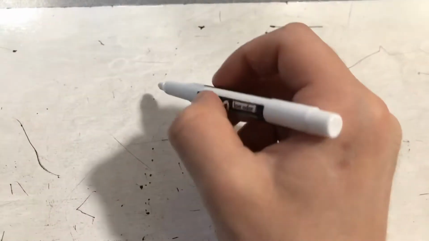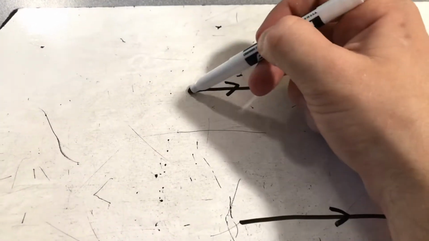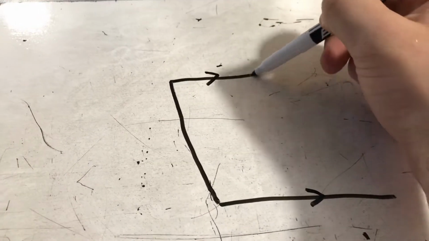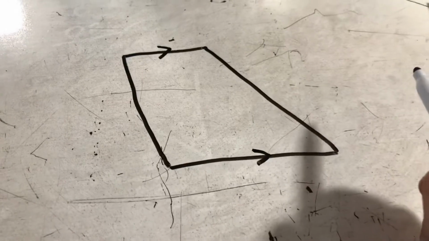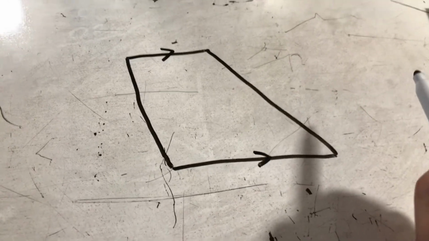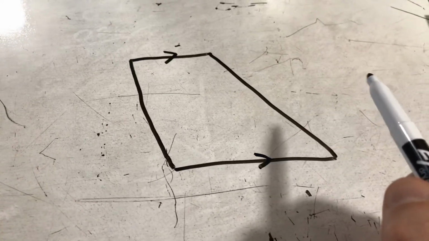Let's draw a trapezoid, and an example of a trapezoid, I will draw a line here and then say a line right there. They are parallel. These arrows signify that. And then I'll just go ahead and connect like so. This is a trapezoid. Has at least one pair of opposite sides that are parallel.